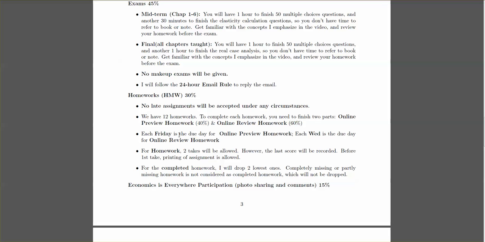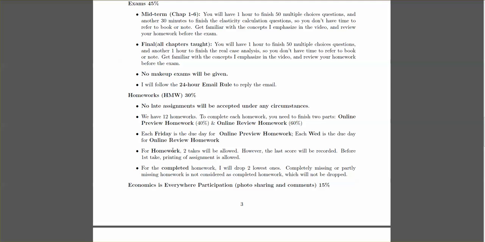So every Friday you need to finish your review homework, or homework part 1. And homework part 2 is called a review homework. So the review homework is always due on Wednesday. So make sure you work on it and submit your homework by Wednesday for homework part 2.